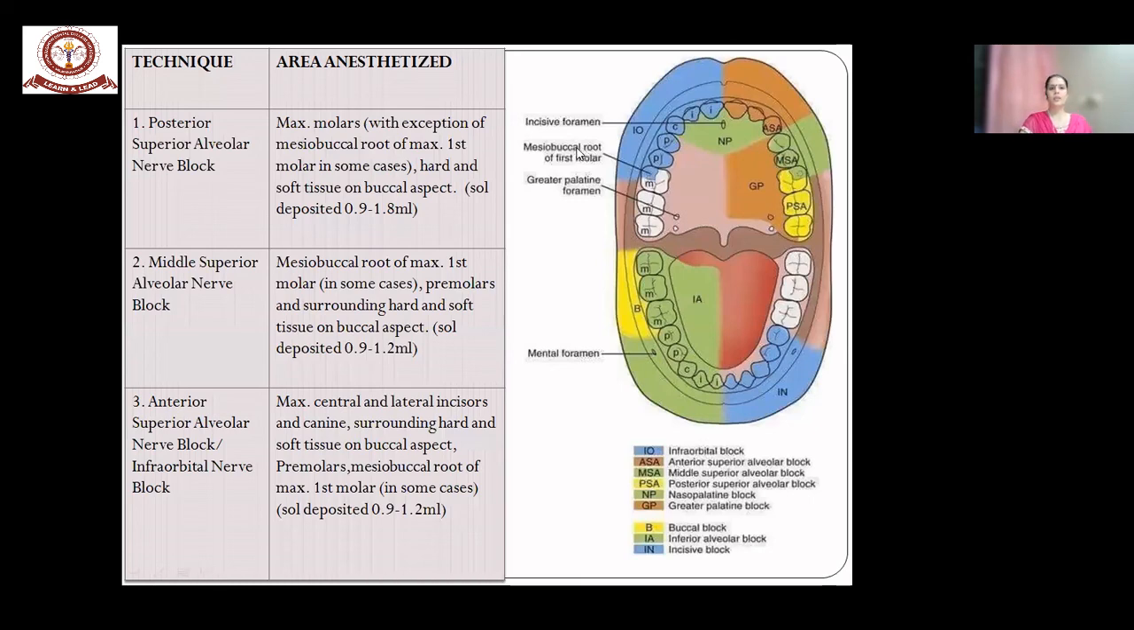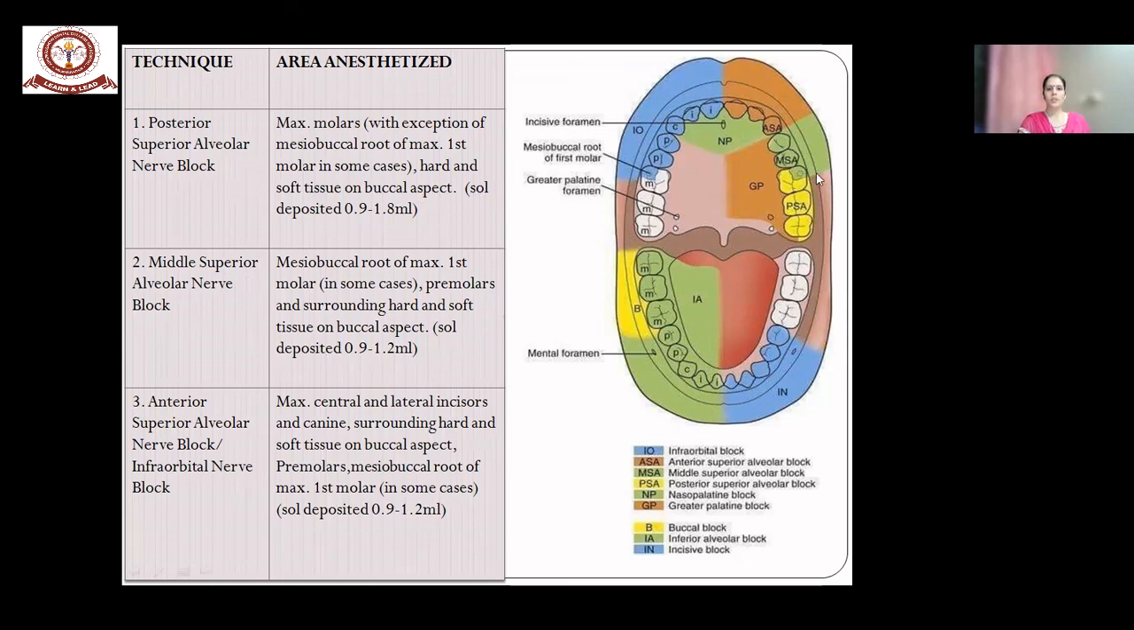So to summarize the techniques, the first technique is the posterior superior alveolar nerve block. The area anesthetized is the maxillary molar. Exceptionally, in some group of patients, about 28%, the mesiobuccal root of the maxillary first molar is not anesthetized. So for that, you have to go for an additional local infiltration or supraperiosteal injection. You will also get anesthesia effect on the hard and soft tissue on the buccal aspect. The solution required is 0.9 to 1.8 ml. And the most important complication of posterior superior alveolar nerve block is hematoma formation.